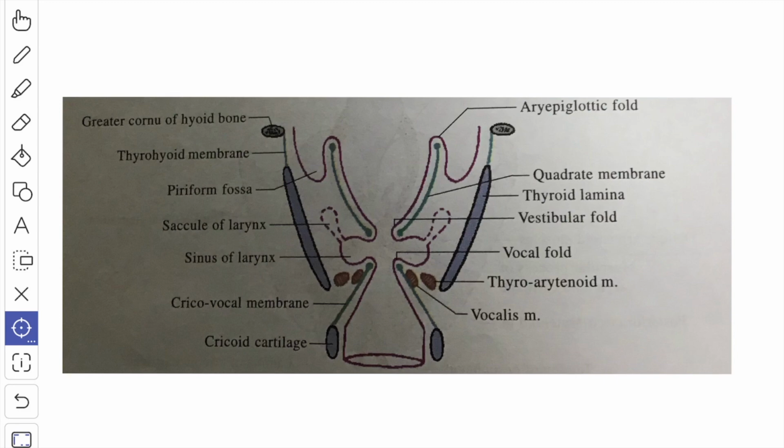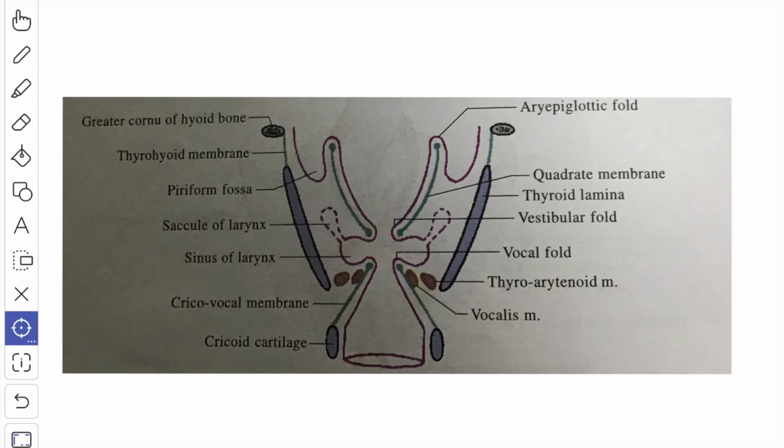Next we'll see the blood supply. Above the vocal fold, the larynx is supplied by the superior laryngeal artery, which is a branch from the superior thyroid artery. Below the vocal fold, it is supplied by the inferior laryngeal artery, which is a branch of the inferior thyroid artery. The Rima Glottidis presents a dual blood supply. The venous drainage corresponds to the artery.